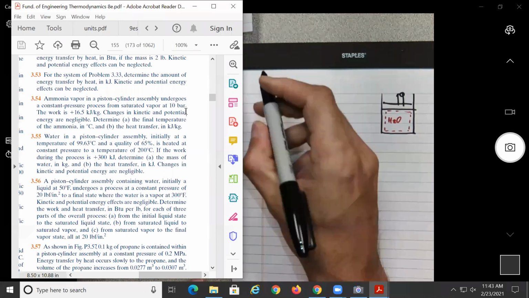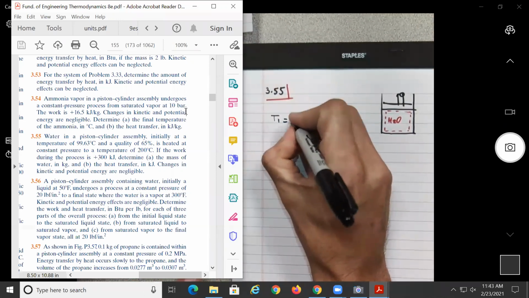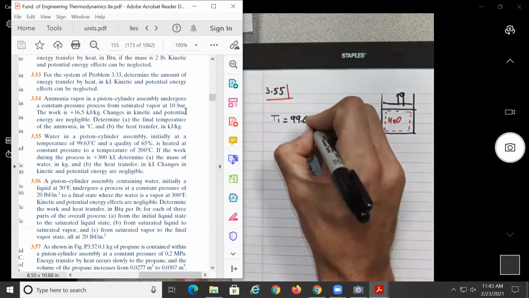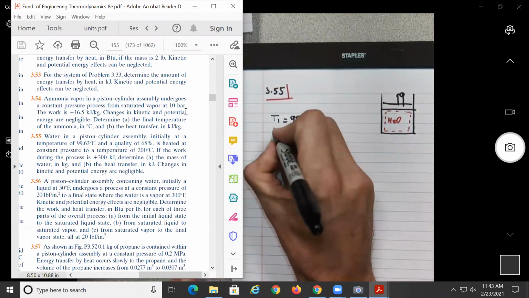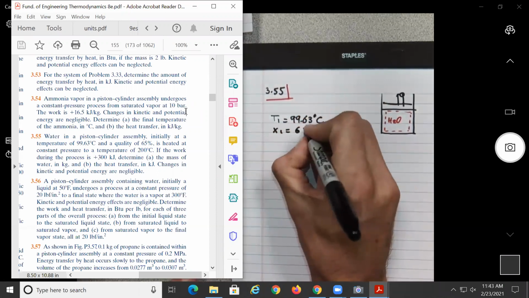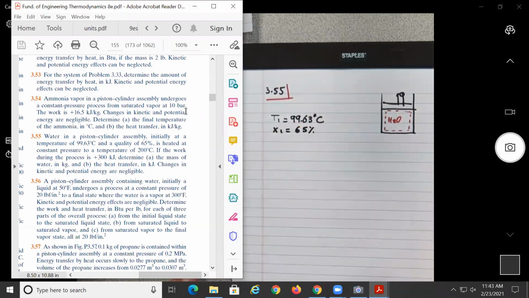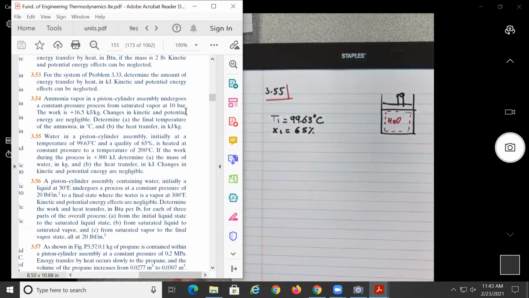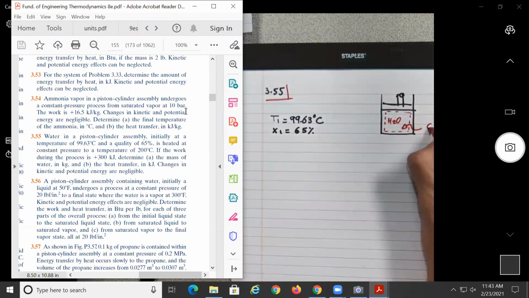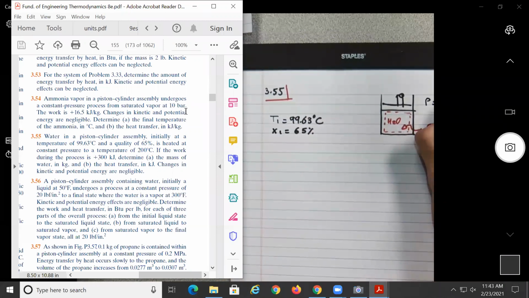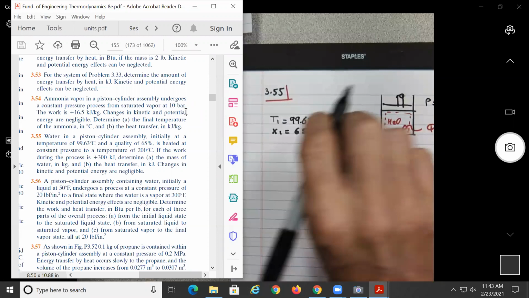So I think that's actually the boiling temperature. So T1, 99.63 degrees Celsius. And a quality of 65% is heated at constant pressure. So we add heat over here, and we know that this is constant pressure.